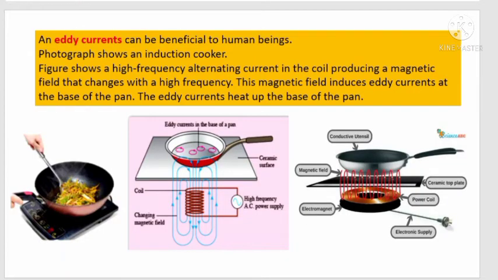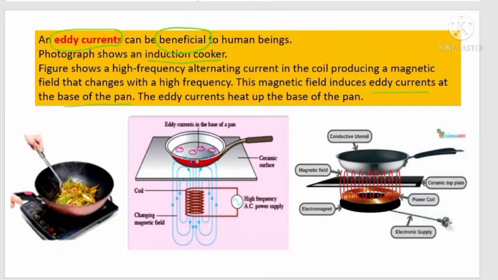Alright, just now we discussed eddy current. For the case of a transformer, eddy current will cause energy loss. But in some cases, eddy current can be beneficial. For example, in the case of an induction cooker. So look at the figure here, which shows a high frequency alternating current in a coil producing a magnetic field that changes with high frequency. This magnetic field induces eddy current at the base of the pan. Eddy current heats up the base of the pan.